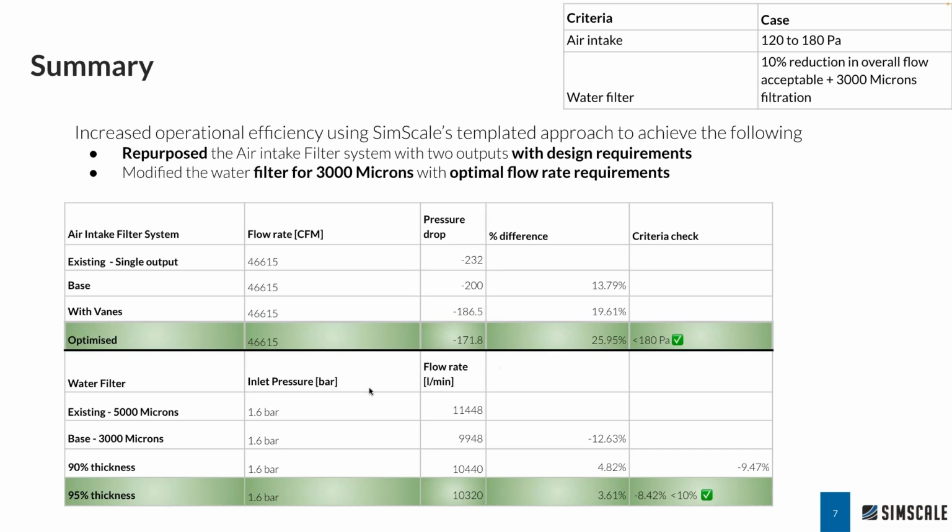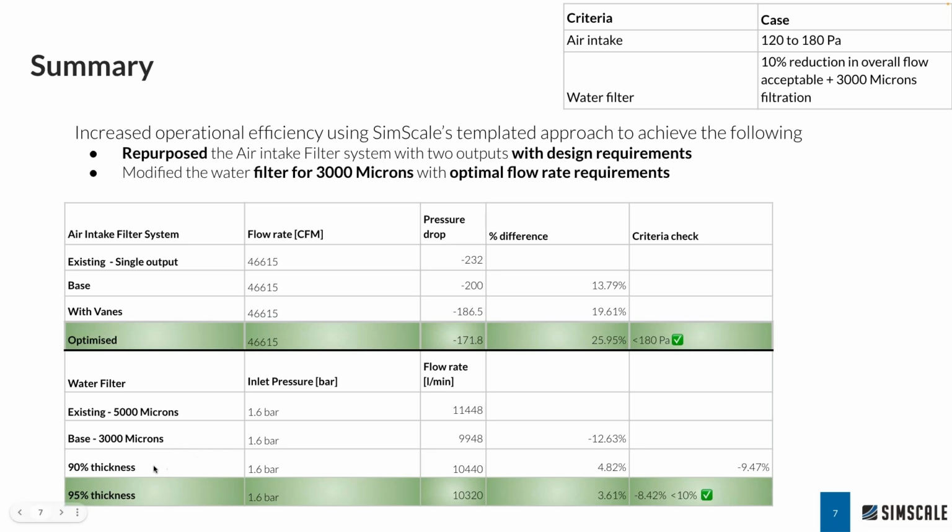but we also have repurposed the existing geometry for a new system which has two outputs at the outlet. For the water filter, we took the existing case that was capturing 5000 microns of debris. We had an inlet pressure of 1.6 bar, which cannot be changed because that is needed to maintain the pressure within the system. Once we reduce the porosity size, or the filter size, to 3000 microns, we see a reduction in flow rate, which is not ideal. And this is about 10% of the reduction in flow that is allowed.